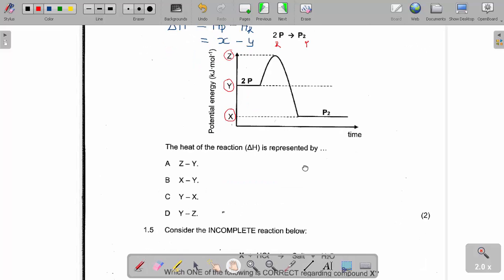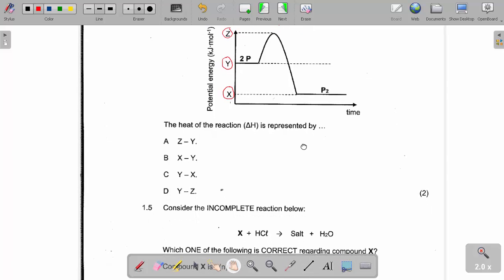So in this case my answer is going to be X minus Y, whereby it's going to be B. So my answer is B. Hope we are together. That is, heat of reaction is given by energy for the products, that is X, minus energy for the reactants, which is Y. Let us proceed.